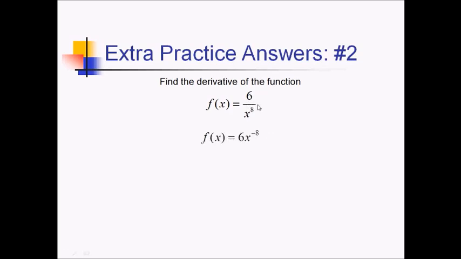To find the derivative of this function, I'm going to rewrite this with a negative exponent as 6x to the negative 8. So now I can use the power rule. Negative 8 times 6 is negative 48. This will be x to the negative 8 minus 1, so that's going to be negative 9.